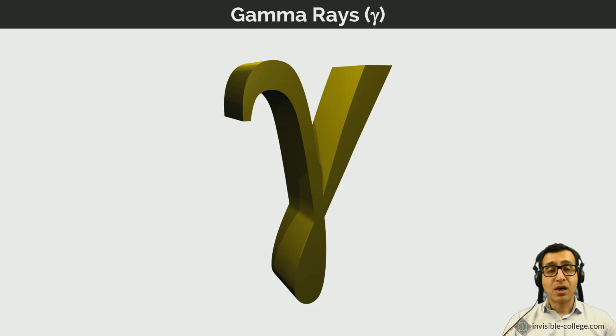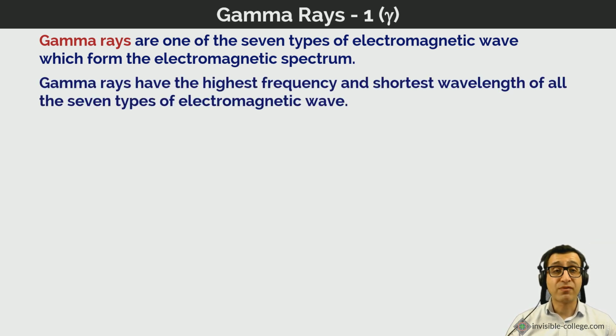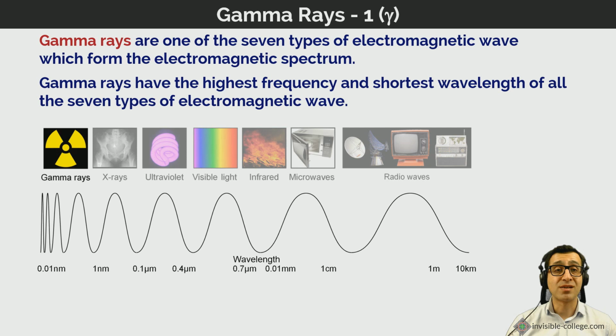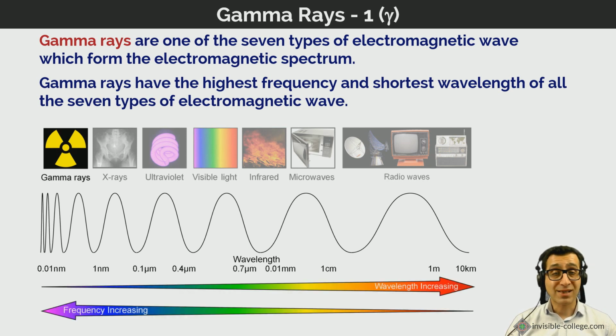Now, gamma rays are not particles. These are high-frequency electromagnetic waves. These have the highest frequency and the shortest wavelength of all of the 7 types of electromagnetic wave present in the electromagnetic spectrum. Now again, the electromagnetic spectrum and EM waves are something that we're going to go into in more depth in a later webinar of this series on the subject of waves.